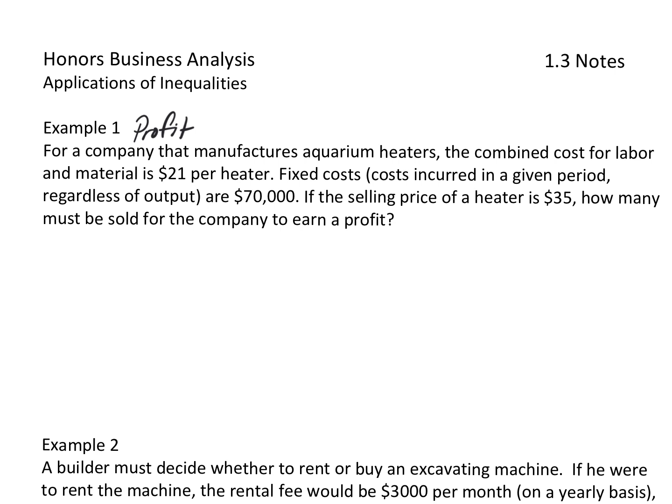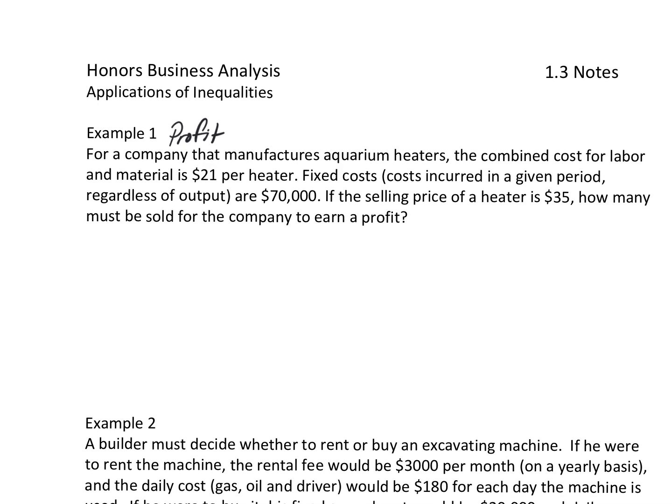For a company that manufactures aquarium heaters, the combined cost for labor and materials is $21 per heater. Fixed costs incurred in a given period, regardless of output, are $70,000. If the selling price of a heater is $35, how many must be sold for the company to earn a profit?